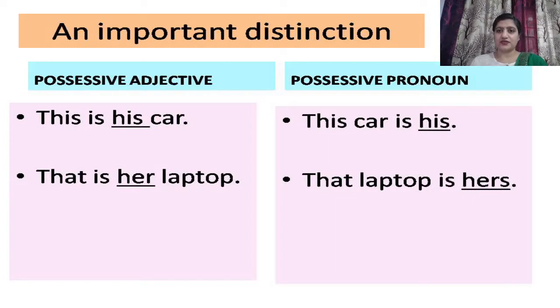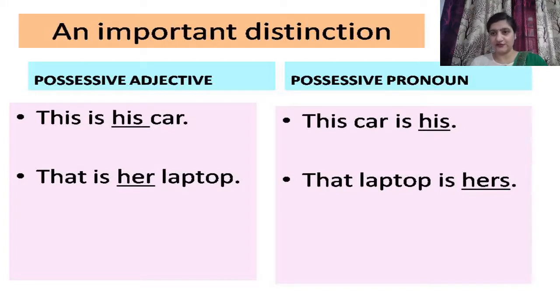We know that there are three persons of pronouns. We'll not talk about that. I would like to tell you about this kind of pronoun which is called possessive pronoun. Possessive means to be the owner, like to give the idea of ownership or belongingness.